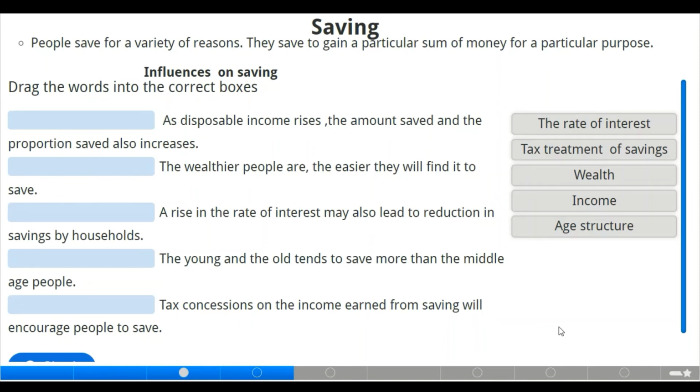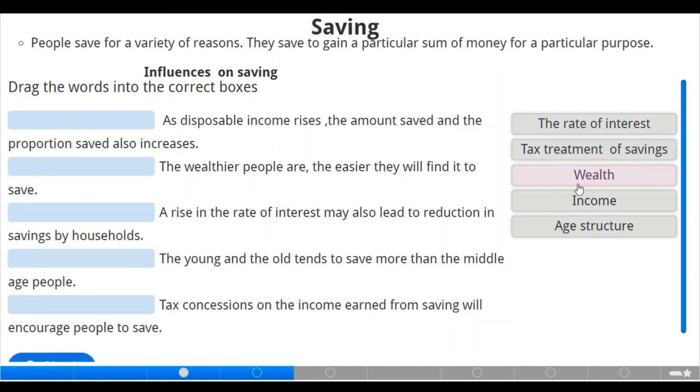Now the first statement says, as disposable income rises, the amount saved and the proportion saved also increase. What is related to that? Now the wealthier people are, the easier they find it to save, and a rise in the rate of interest may also lead to a reduction in saving by households. And the young and the old tend to save more than the middle-aged people. And the tax concession on the income earned from saving will also encourage people to save. Now let us check this option. What is it related to among these?